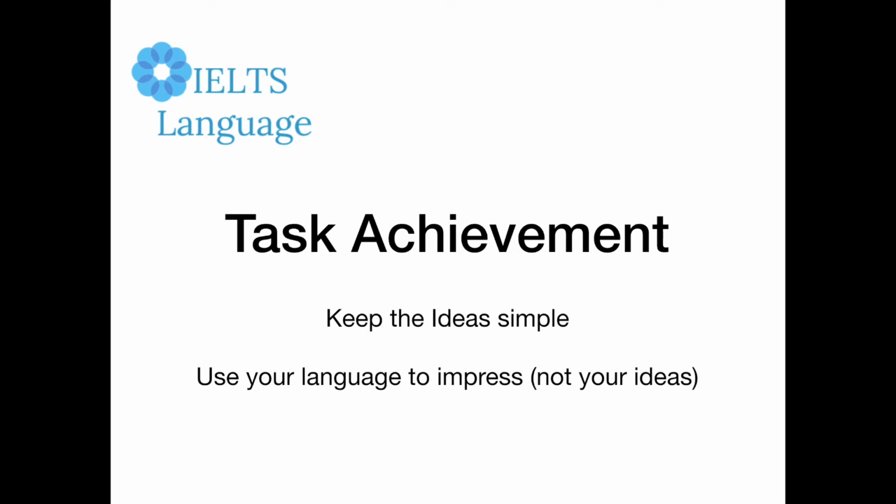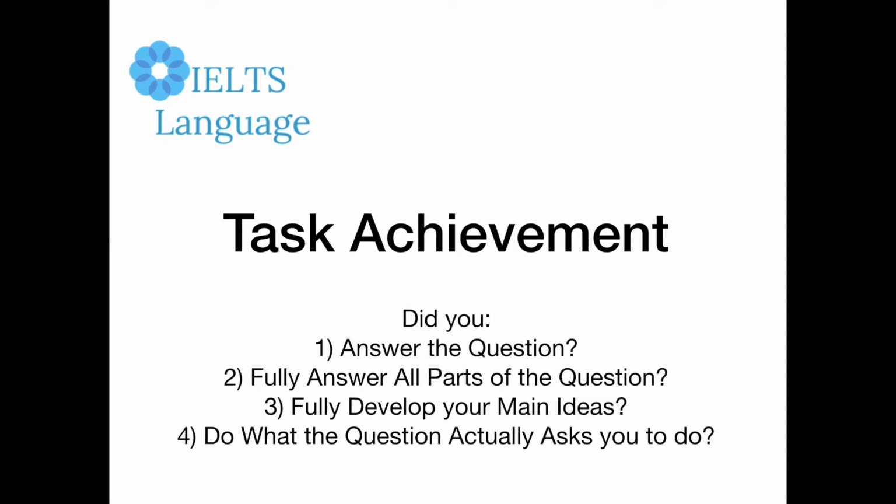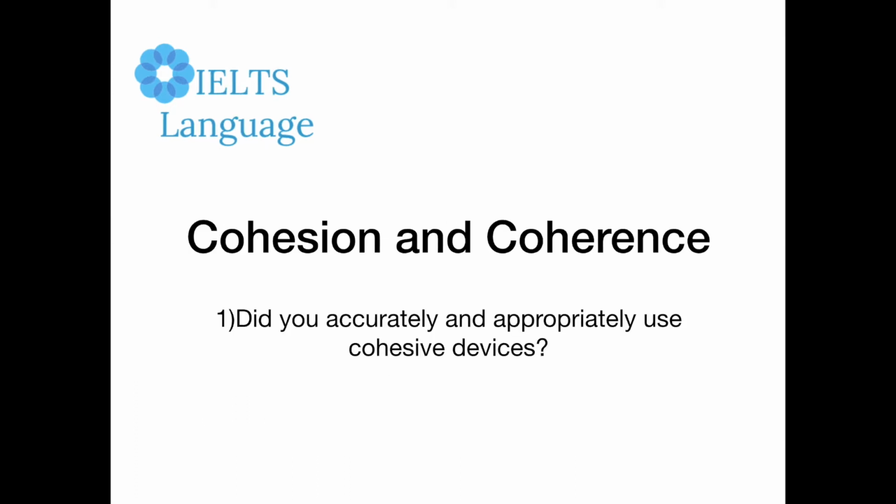It's not an IQ test. So that's the first part. Did you answer the question? Did you fully answer all parts of the question? Did you fully develop your main ideas? Did you do what the question actually asked you to do? So 4 things to look at when you're looking at task achievement. These are not the only things, but they're the main things, and they help you to understand what you should be doing when you're writing your answer.